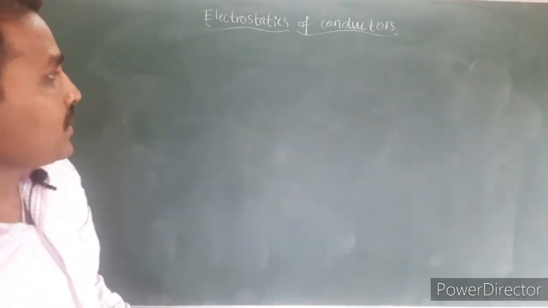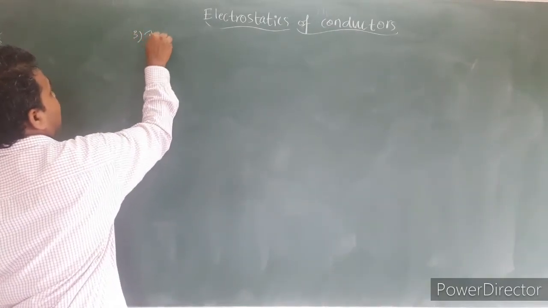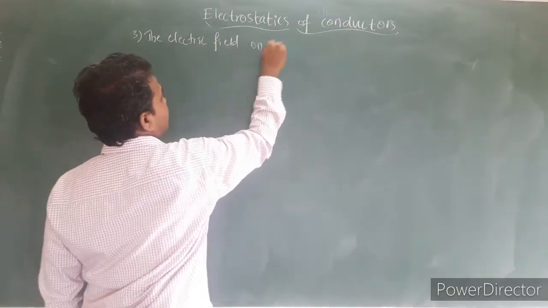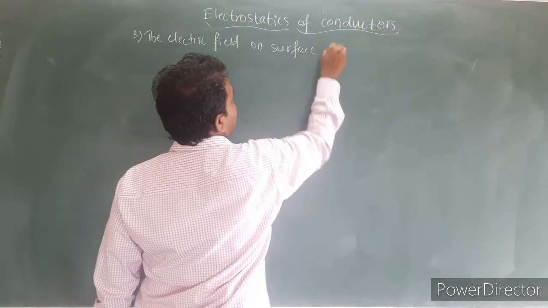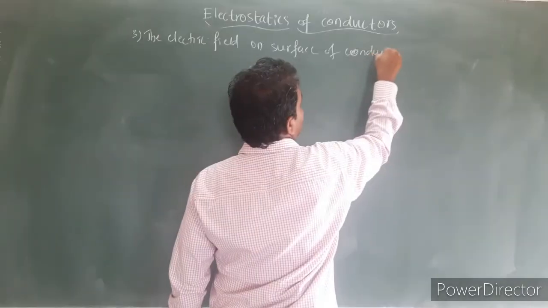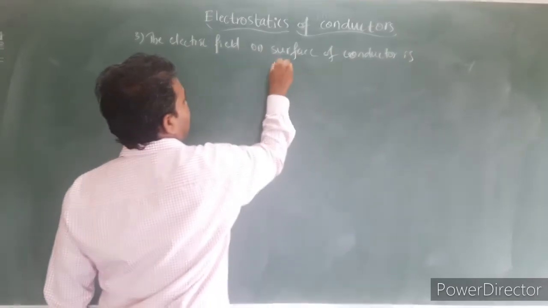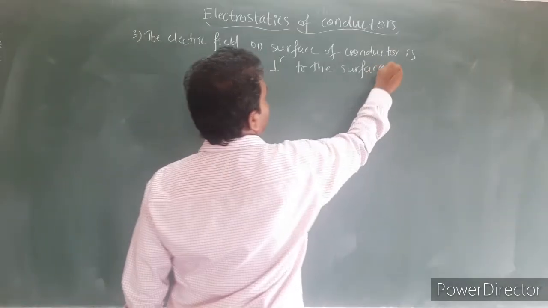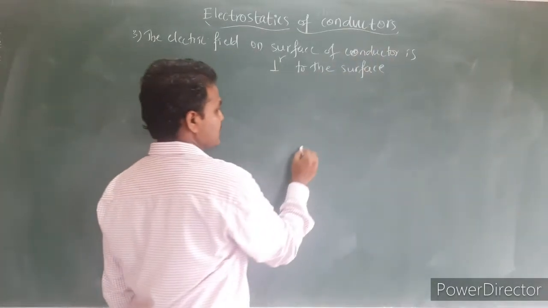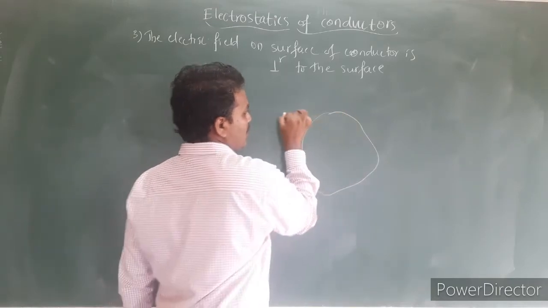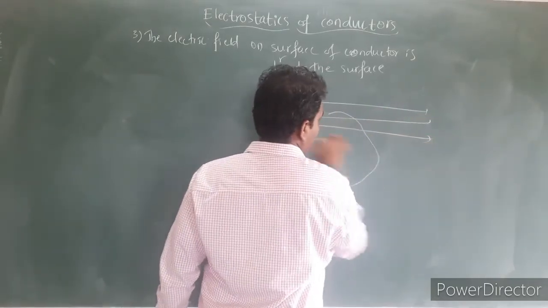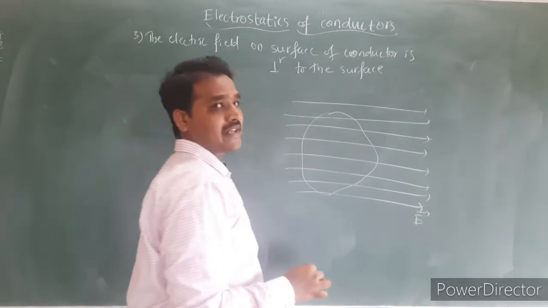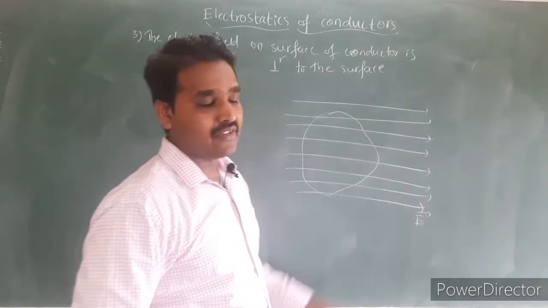The next important property is that the electric field on the surface of the conductor is perpendicular to the surface. Let us discuss this. Let me consider a conductor like this, which is placed in a uniform electric field. Capital E is the magnitude of the external electric field.